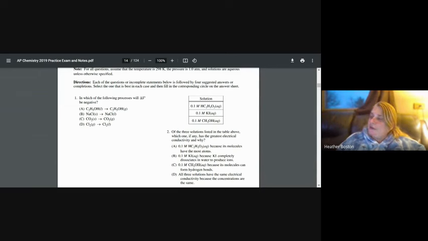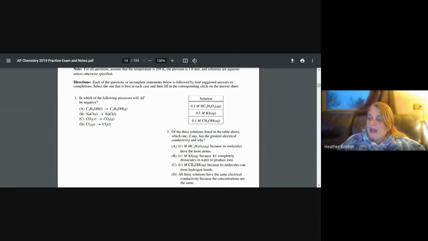Number two, it says one of the three solutions listed above, which one has the greatest electrical conductivity, which has to do with being an electrolyte. If you remember in class, we did demos where I had that electrical conductor, and the only things that conduct electricity are strong acids and ionic compounds. Those are strong electrolytes. Weak acids would be weak electrolytes.